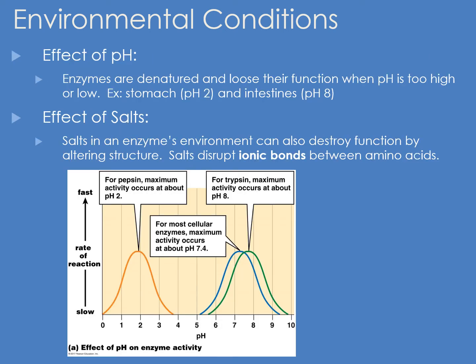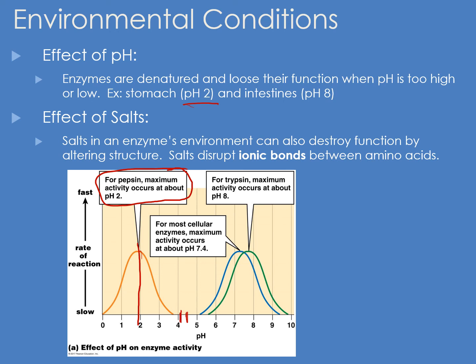So, effects of pH. Enzymes are denatured and lose their function when pH is too high or too low. For example, in the stomach, we have enzymes that are produced and designed with a structure that is adapted to a pH of 2. So enzymes in the stomach will only function at or near a pH of 2. Looking at the graph down here, let's take a look at pepsin. That is an enzyme that breaks down proteins. Its maximum activity occurs at about pH 2. It can function at higher and lower pHs, but not that much higher. If we get to, say, a pH of 4 or 4.5, then no catalyzation of reactions is possible for that enzyme.